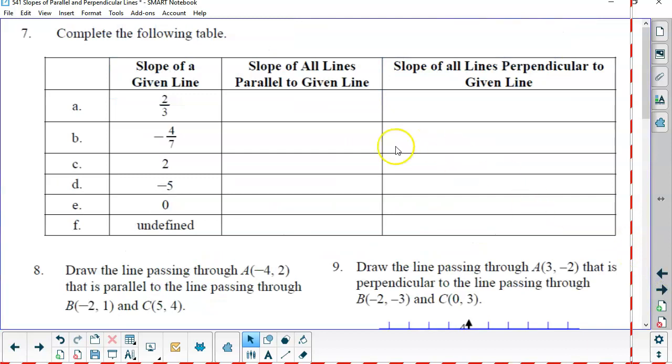So, I'm going to give you a few minutes to fill in the table there. So the slope of all parallel lines, they're all going to be exactly the same. Those are the easiest marks in any test you'll have, right? Parallel slopes are the same. Copy them out. Perpendicular, you're going to have to take the negative reciprocal. And think about what happens in these ones. So I'll give you a minute to work on that.